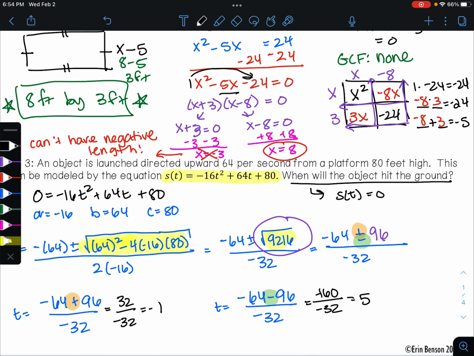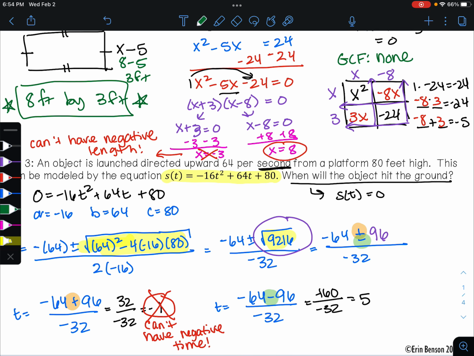So let's think about what we're talking about. It says, when will the object hit the ground? So our units are in seconds. I know that from here. And so let's think about what seconds mean. Can something take negative 1 second? If you throw something in the air, will it hit the ground after negative 1 second? No, we can't have negative time. And so this option does not work for us.